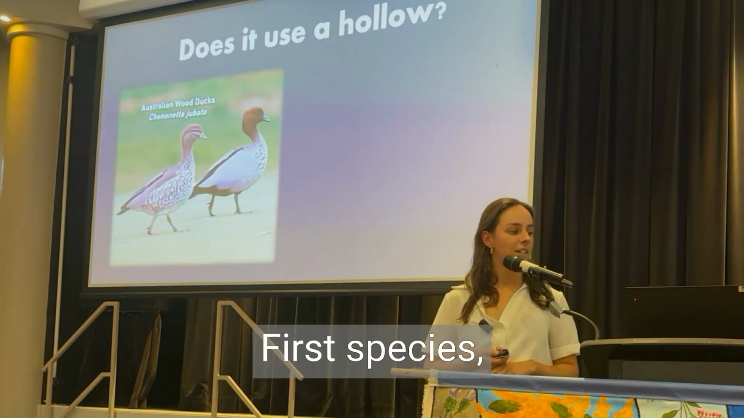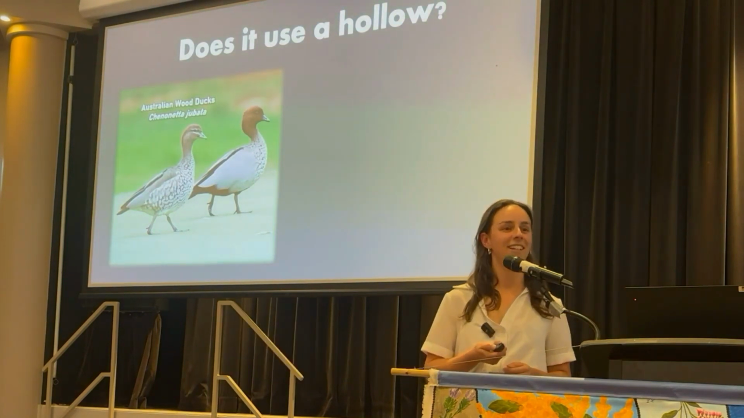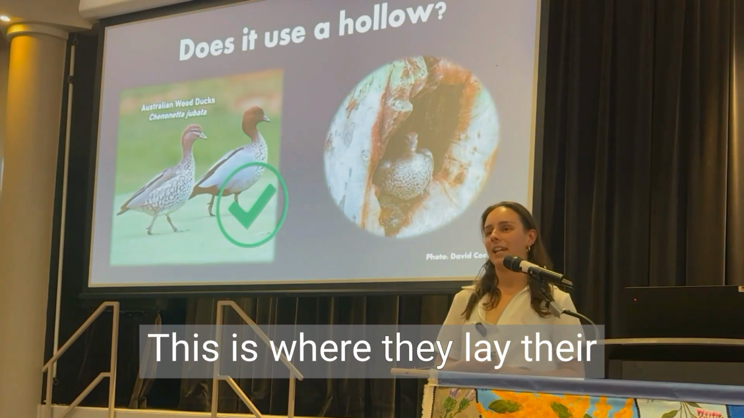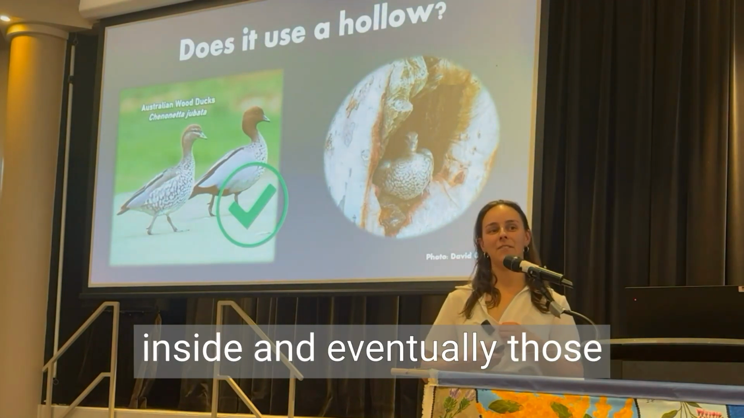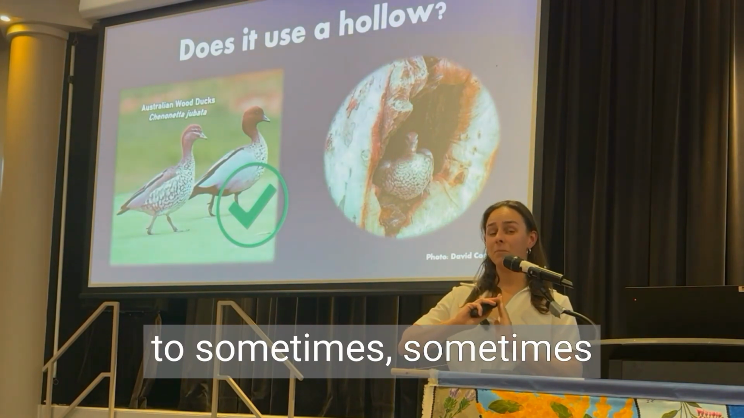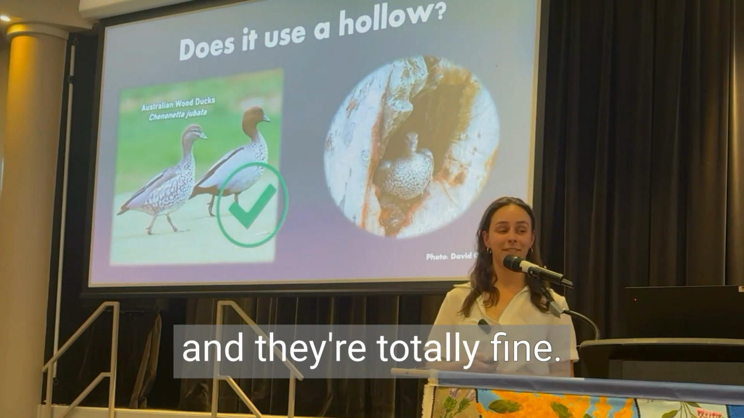First species, Australian wood duck. Hand up if you think it uses a hollow. Good work. Surprisingly, they do. This is where they lay their eggs and raise their young inside, and eventually those little chicks will just have to, sometimes from 8 meters high, just plop out and they're totally fine. Nature's amazing.